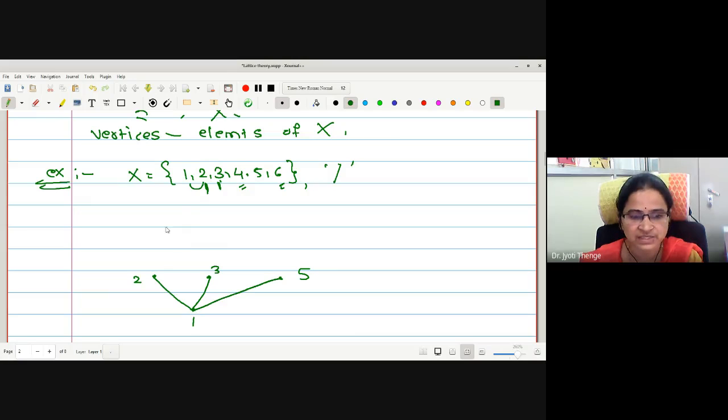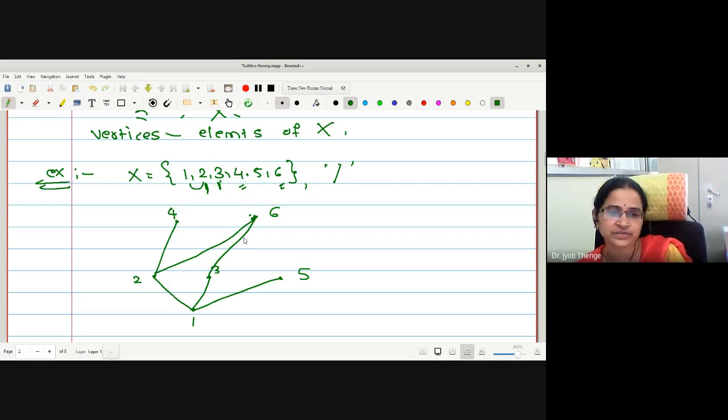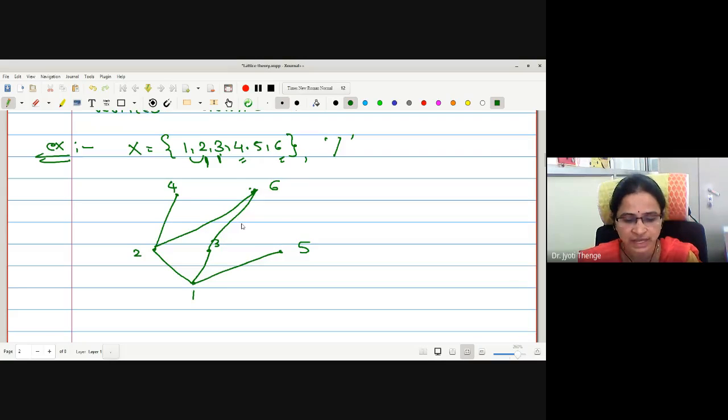Next, the elements left are 4 and 6, let me draw them. Now what is the divisibility relation? 2 divides 4, we will join by a straight line. 2 divides 6, we will join by a straight line. There is no line between the three elements because there is no comparability between 2, 3 and 5. Next, 3 doesn't divide 4, therefore we cannot draw a line, but here I can draw a line because 3 divides 6. This is the Hasse diagram for this given set.